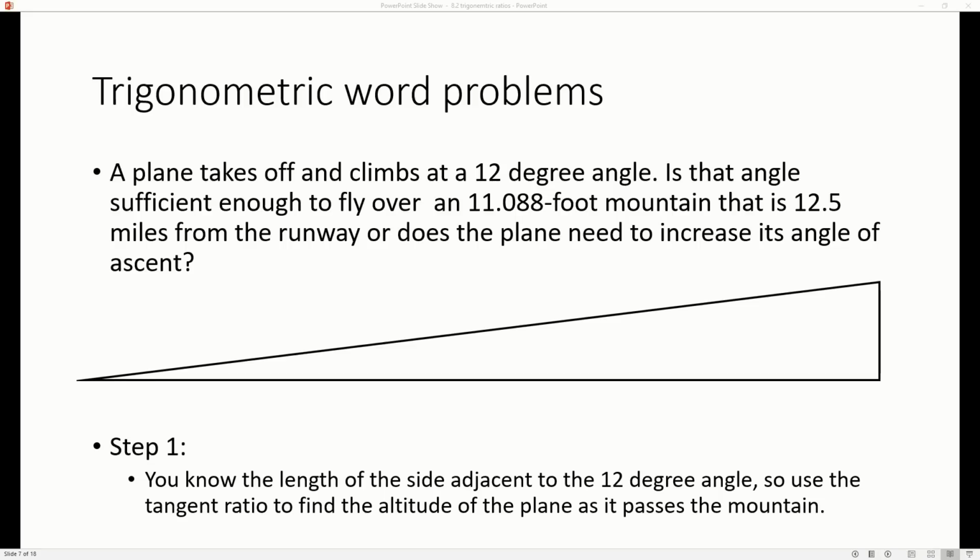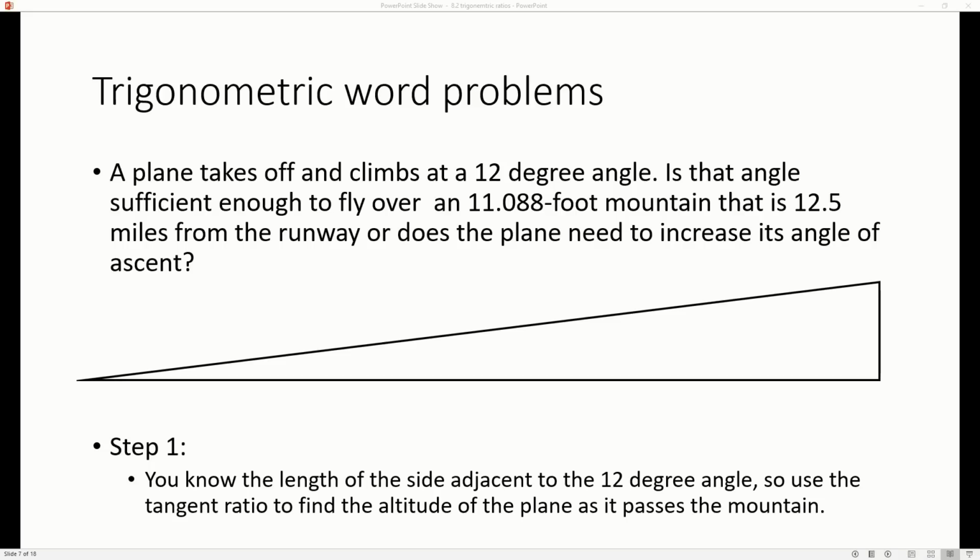And I'm going to get 0.212556516.7. I think that's where your calculator stops in class. Now that's just the tangent of a 12-degree angle. I'm going to multiply that by 12.5. And I'm going to get 2.659570.